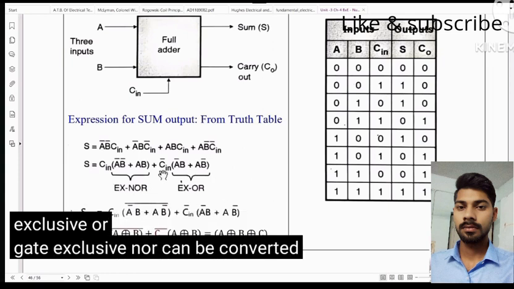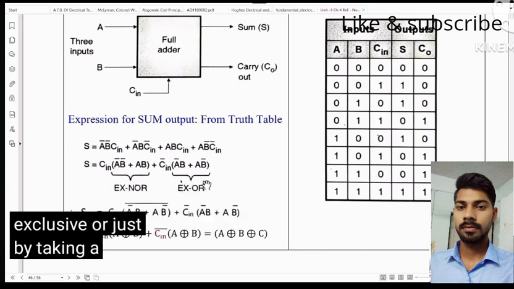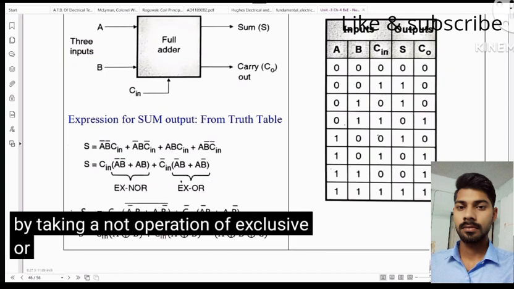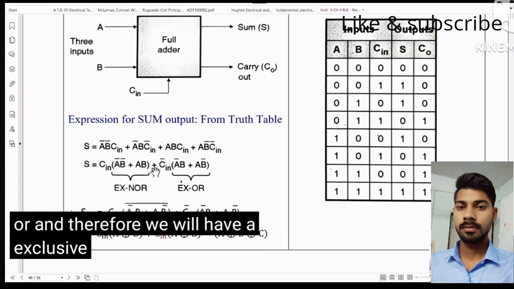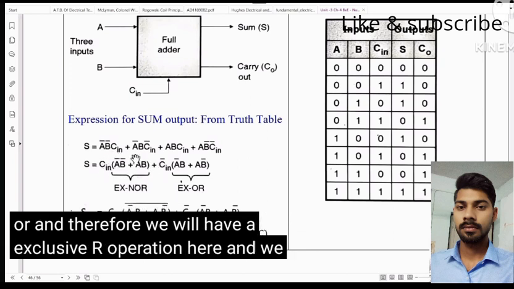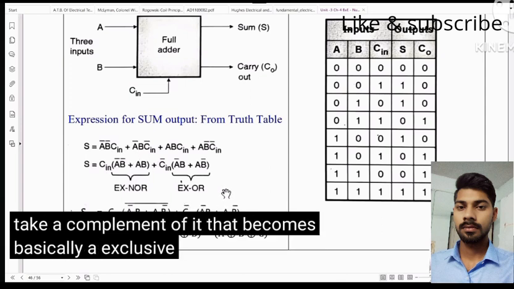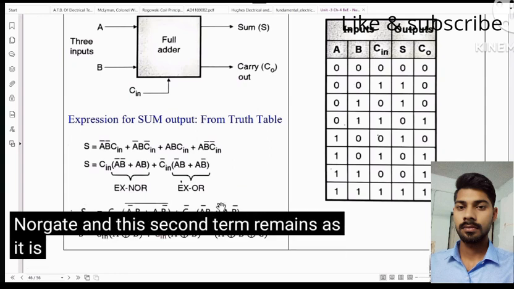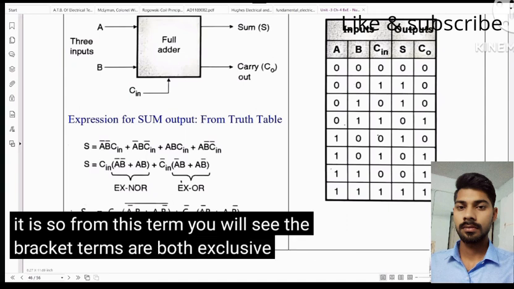Exclusive NOR can be converted to exclusive OR just by taking a NOT operation of exclusive OR. Therefore, we will have an exclusive OR operation here and we will take a complement of it. That becomes basically an exclusive NOR gate. And this second term remains as it is. From this term, you will see the bracket terms are both exclusive OR.